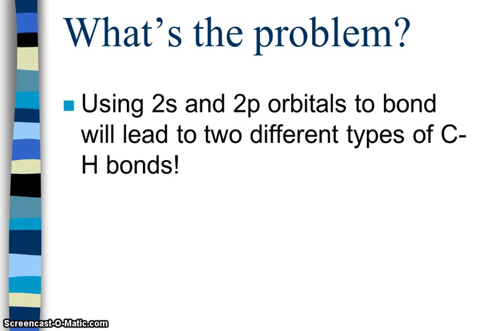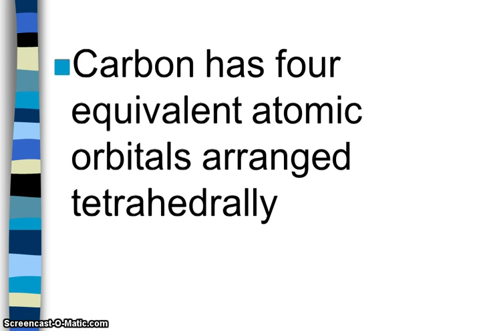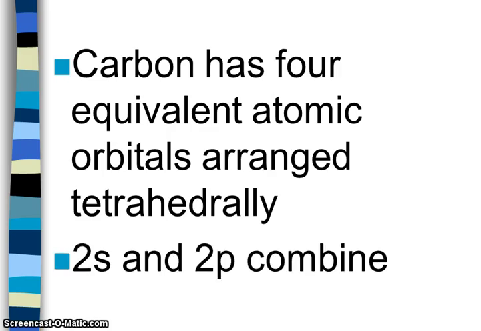So what's our problem? Well, we've got a couple of them. If we use the 2s and 2p orbitals in carbon for bonding, we're going to have two different types of carbon-hydrogen bonding. We also know that our 2p orbitals are perpendicular to each other, which is 90 degrees, instead of that tetrahedral angle, which is 109.5. So what carbon does is it forms four equivalent atomic orbitals, which are all arranged tetrahedrally, and that'll give us a molecular shape which is tetrahedral.